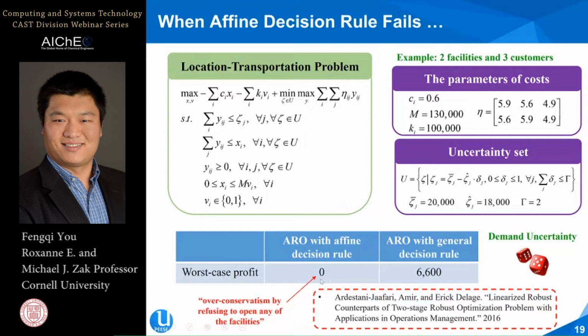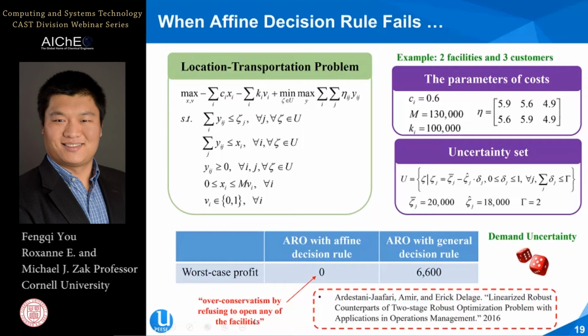So what 0 means is, okay, don't open anything. You are going to lose money, so it's better not to invest in this business. And why is it telling you 0? Because this affine decision rule is over-conservative, and it just refuses to open any of these facilities.